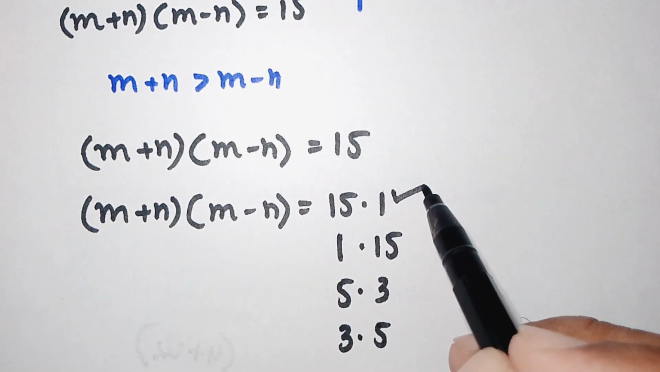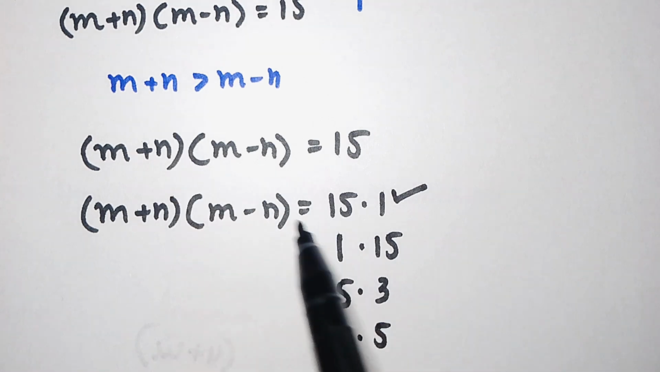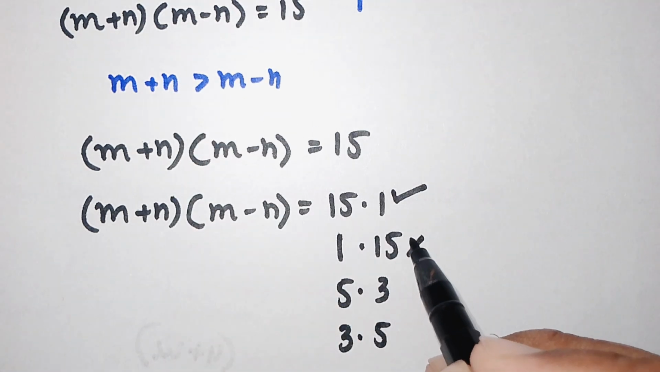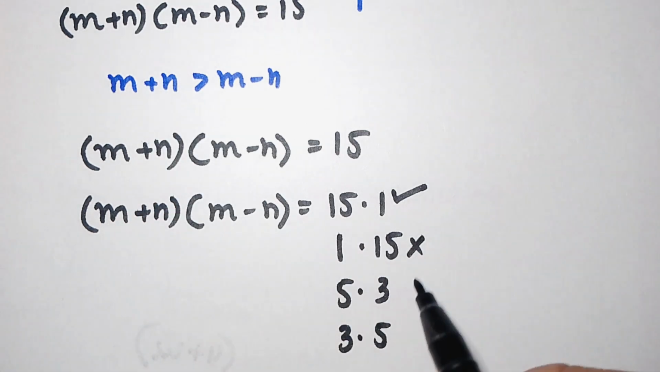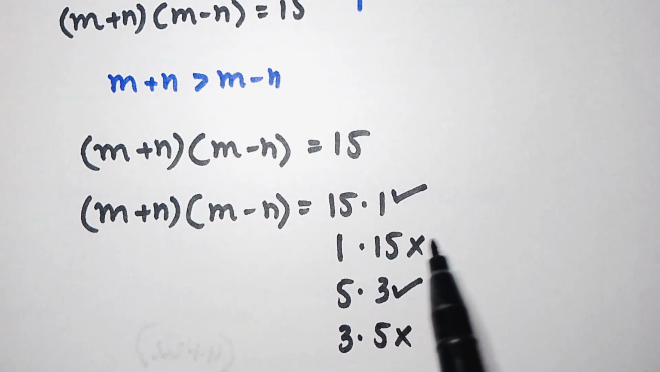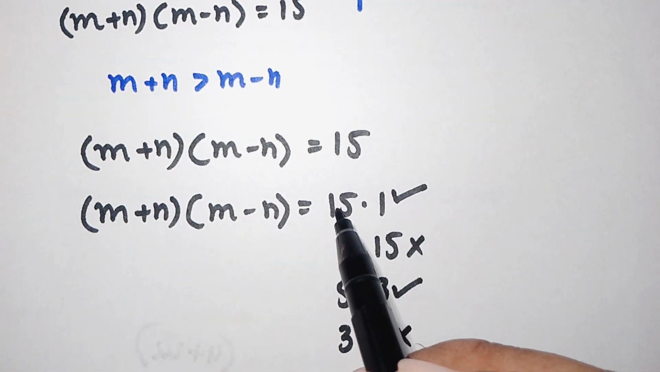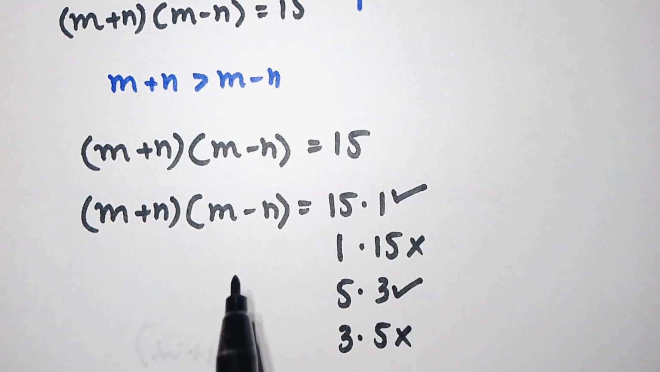So this is possible, and in this case the first number is smaller, so it does not obey this rule, so this is not possible. And here this number is greater, which obeys these rules, so this is possible, and here the first number is smaller, this does not obey these rules, so this is not possible. So here we consider these two cases, 15 times 1 and 5 times 3. So we obtain two cases.